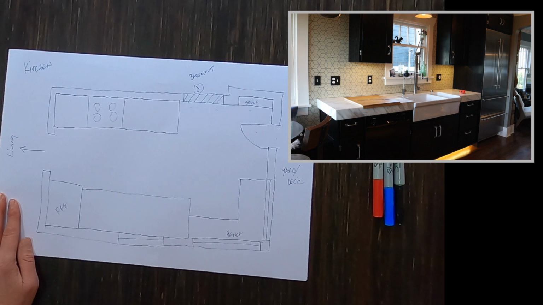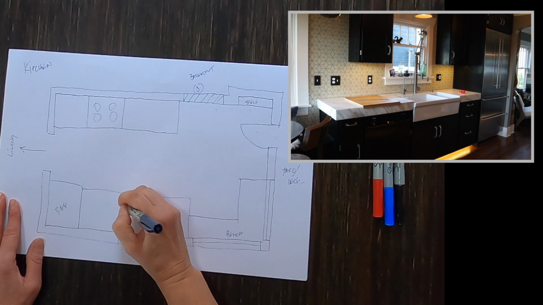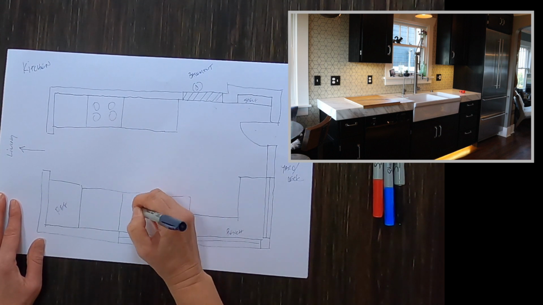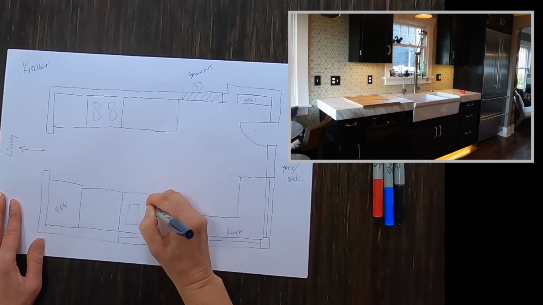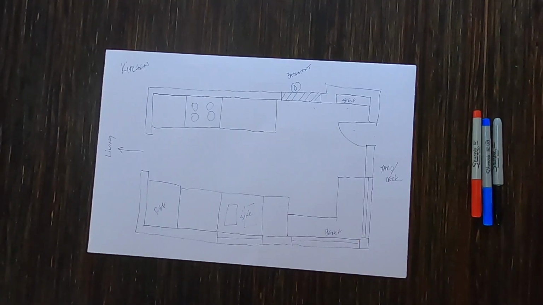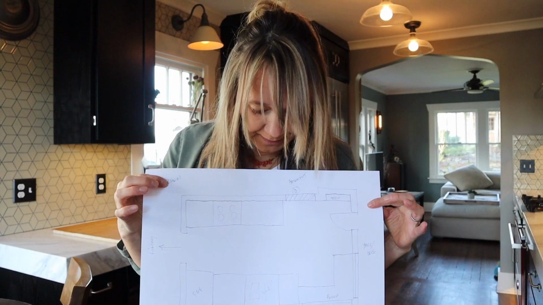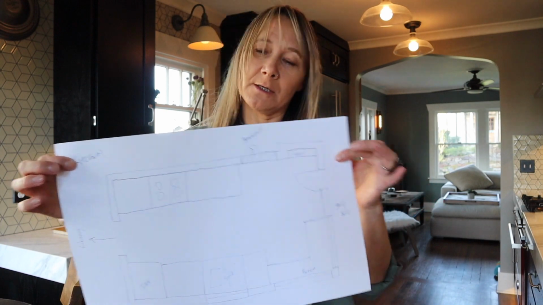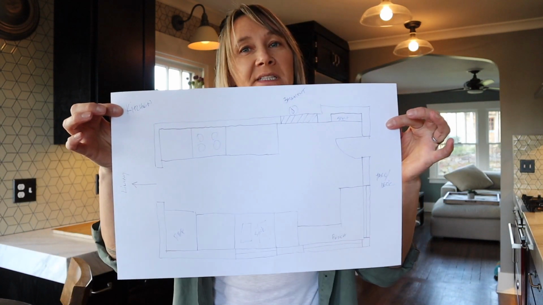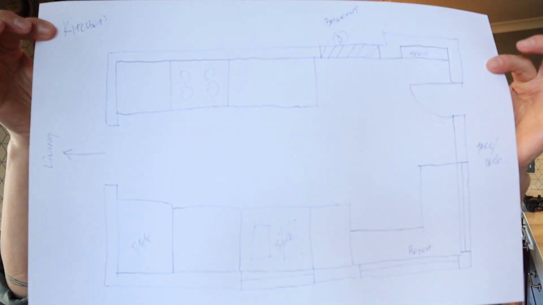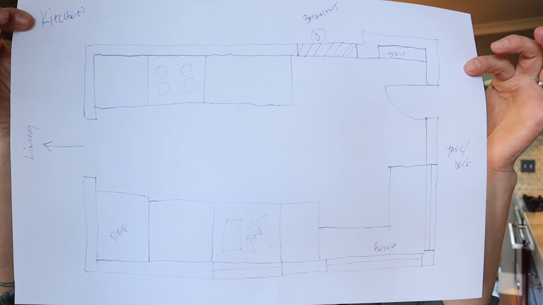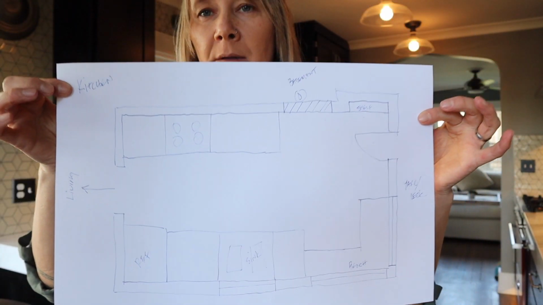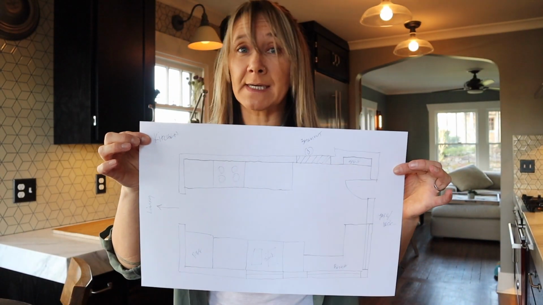Now we have to locate our sink, which is pretty much lined up with our window. And then I'm just going to write sink. There we have it. There is the basic shape of my room. Yours will obviously look a little different than this, but it doesn't have to be pretty. Just has to have the information on it to get you to the next step.